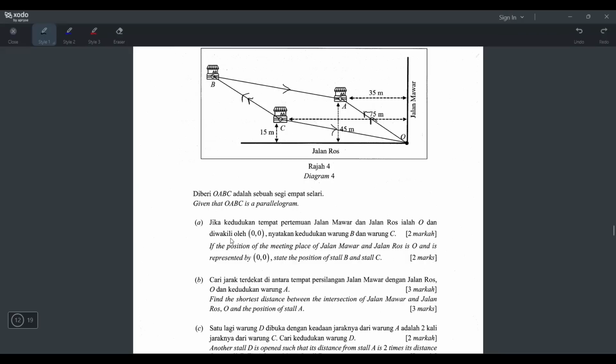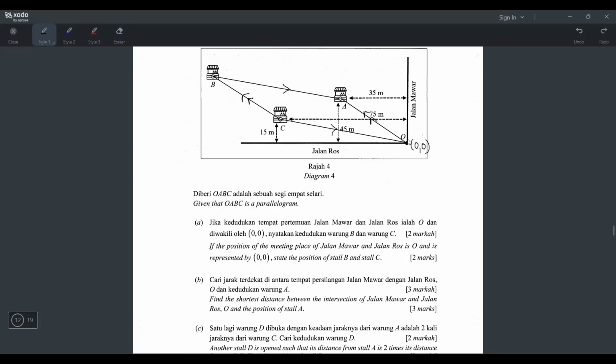And also A says what? If the position of the meeting place of Jalan Mawar and Jalan Ros is O, and is represented by 0, 0. So this is the origin, the titik asalan. Yeah, origin 0, 0, we call it titik asalan.